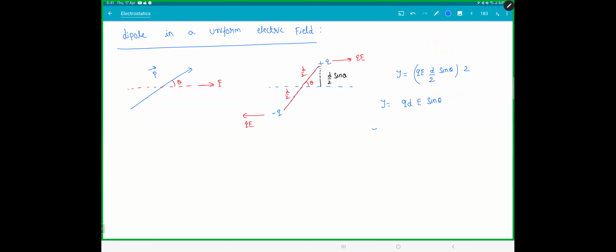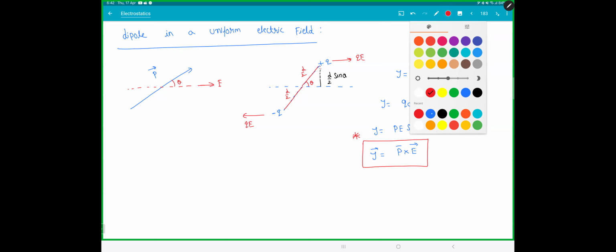And we know Q into D is nothing but dipole. This becomes torque bar is equal to P cross E. So if you put a dipole in a uniform field, the torque that will exert is P cross E. Check it out. Theta is the angle between P bar and E bar. But you know how they'll frame this question?